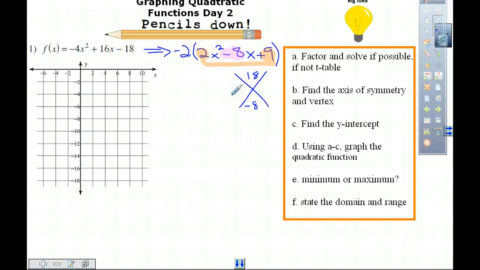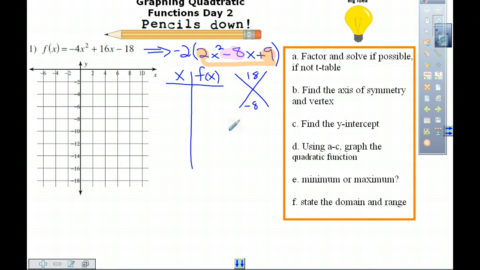So what happens if you're not able to factor? It says right here, factor and solve if possible. If not, t-table. So we have to go back to just making a t-chart. X and F of x. Now, what's that point called that's in the middle of your graph? Vertex. That's the point you want to put in the middle of your t-chart. So let's find the vertex. I'm going to put that right in the middle. So it's going to be in the middle of your graph and the middle of your t-chart.